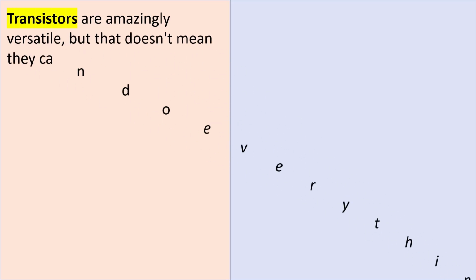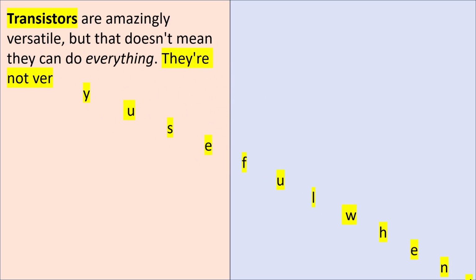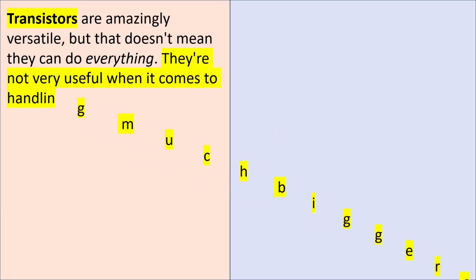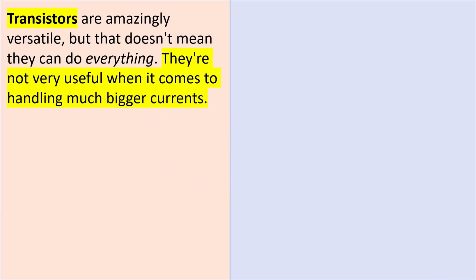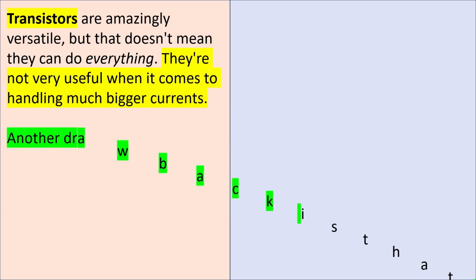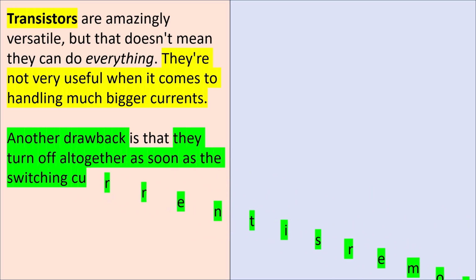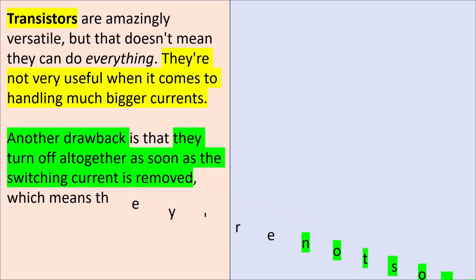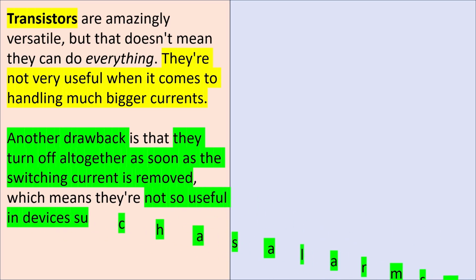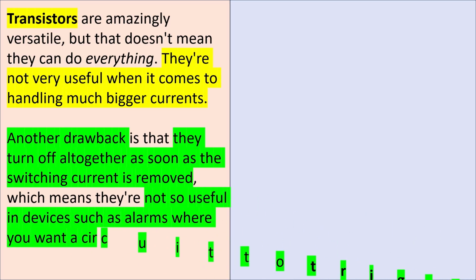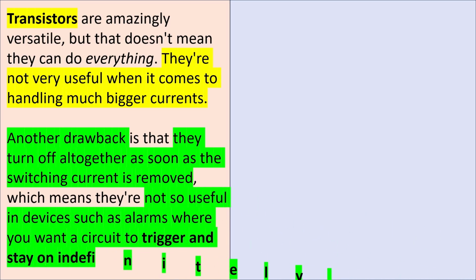Transistors are amazingly versatile, but that doesn't mean that they can do everything. They're not very useful when it comes to handling much bigger currents. Another drawback is that they turn off altogether as soon as the switching current is removed, which means they're not so useful in devices such as alarms, where you want a circuit to trigger and stay on indefinitely.